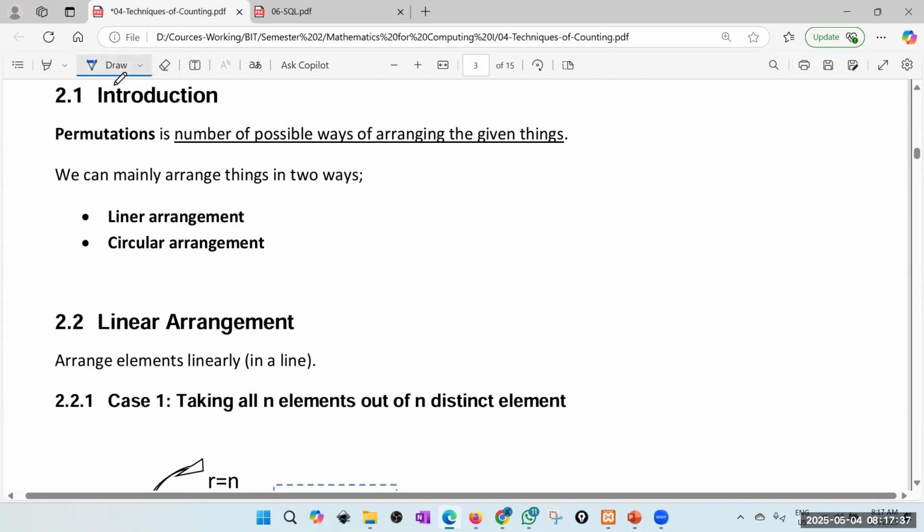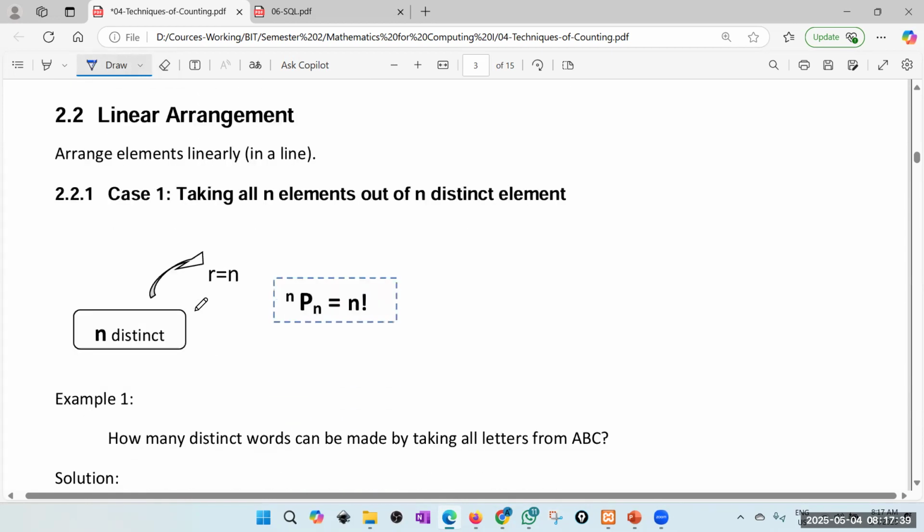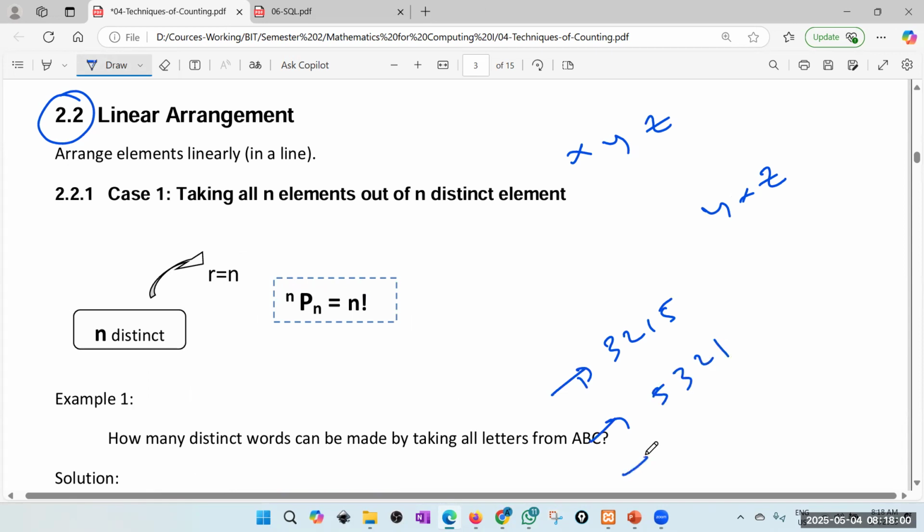Right. So let's move on to linear arrangement. That means you arrange something in a linear manner, like this. Maybe this is another possibility, y, x, z. So if you have four numbers, 3, 2, 1, 5, this is one arrangement. 5, 3, 2, 1 is another arrangement. 2, 3, 5, 1 is another arrangement, and so on.